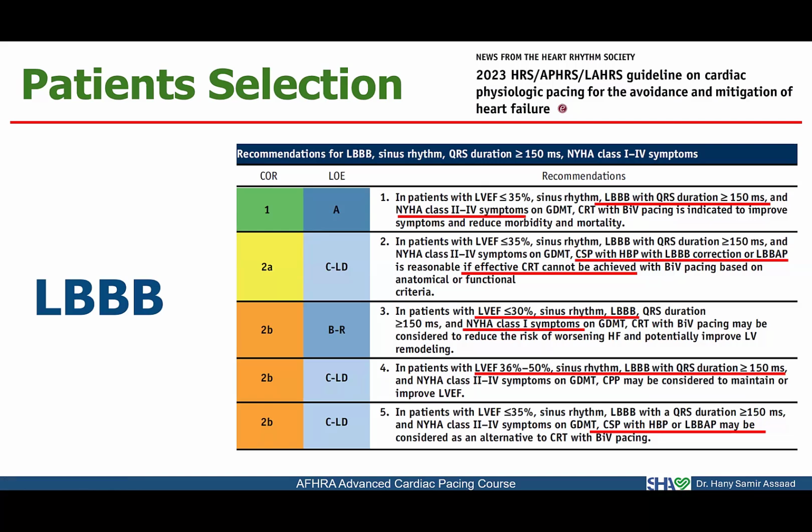Finally, the same goes that if the patient had difficulty, or you want to have an alternate method for cardiac resynchronization and biventricular pacing, you can start with a conductive system pacing, but it's a lower level of recommendation, 2B.